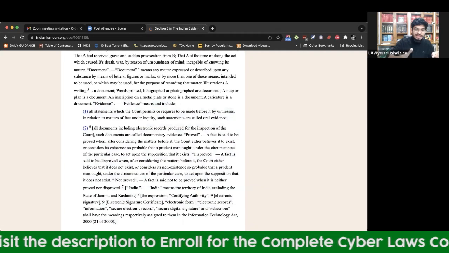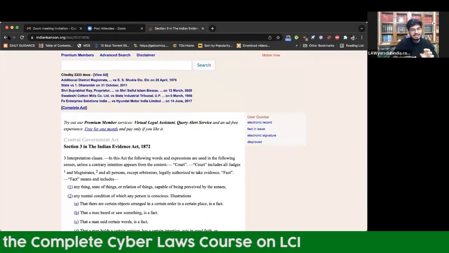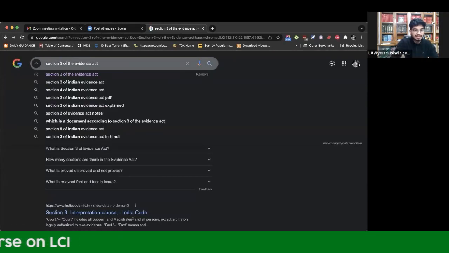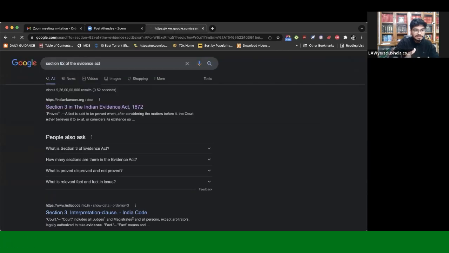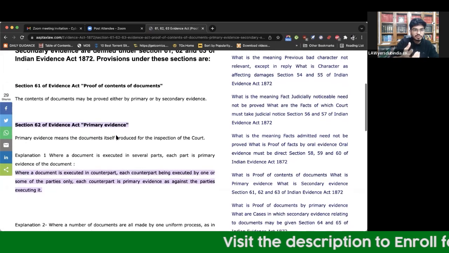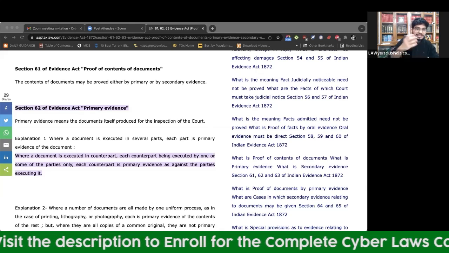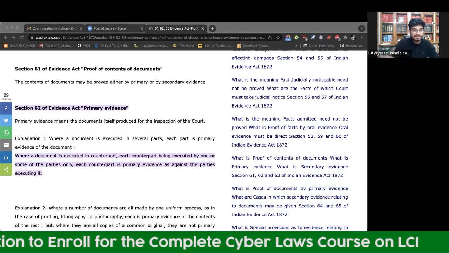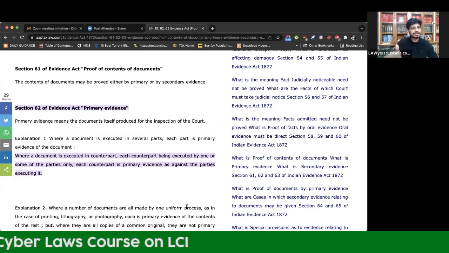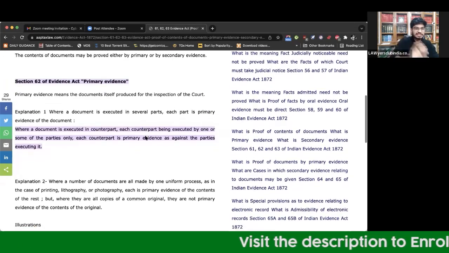Then we come to, most importantly, section 62, which tells us about primary evidence. Primary and secondary evidence. Primary evidence is when we bring the document itself. The very document that you are trying to prove, or the fact that you're trying to prove, that is what we bring, so that will be primary, and secondary will be like the copy of that document. Now, the Evidence Act tells us when you can bring primary evidence and when you can bring secondary evidence. When secondary evidence can be brought is told by section 65.